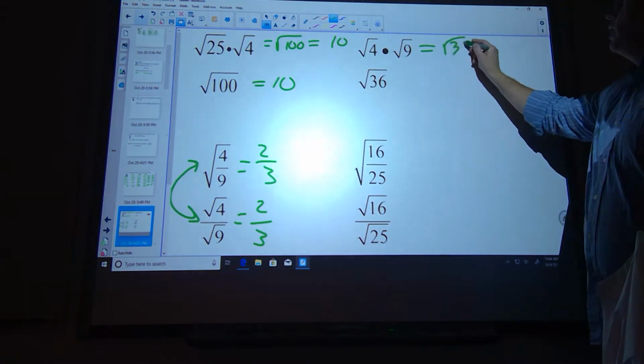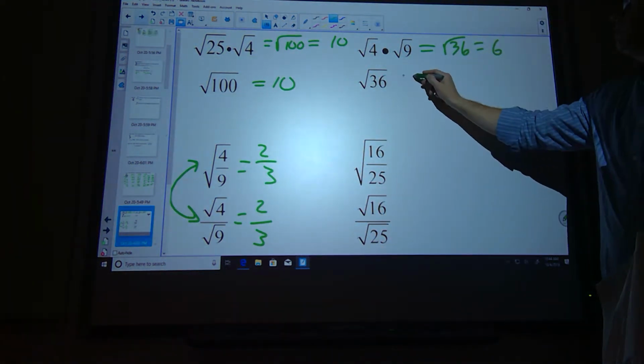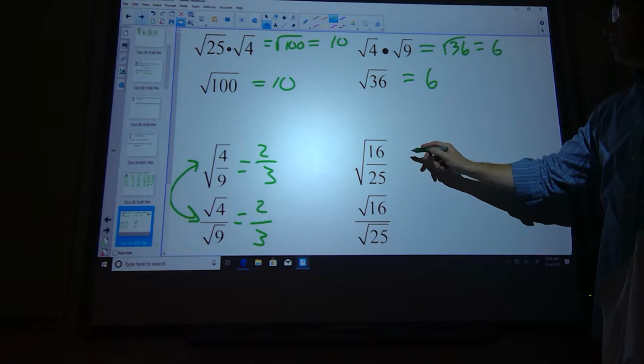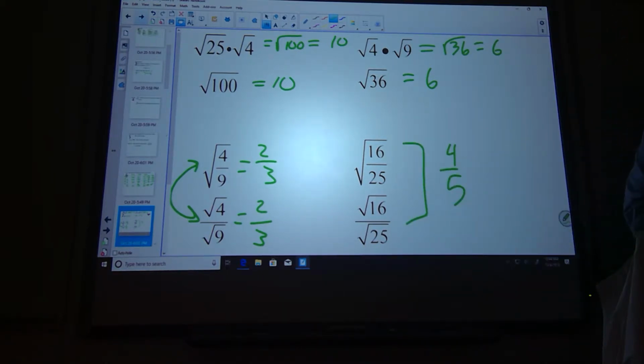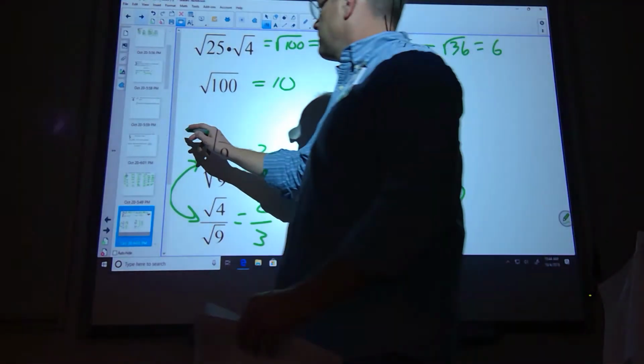Root 36, which is 6. Which you just told me is that. These are the two same things, so that can be broken over 4 over 5. Hopefully we have the next slide. Any questions on those?